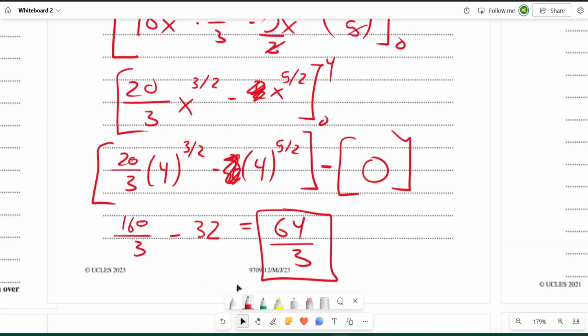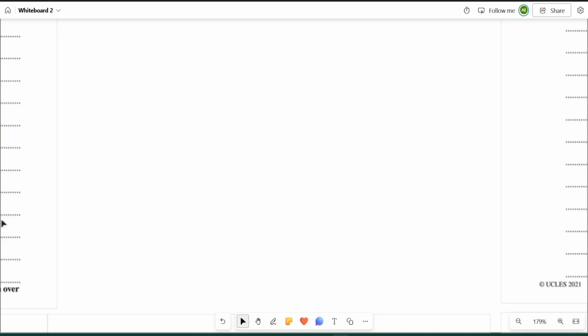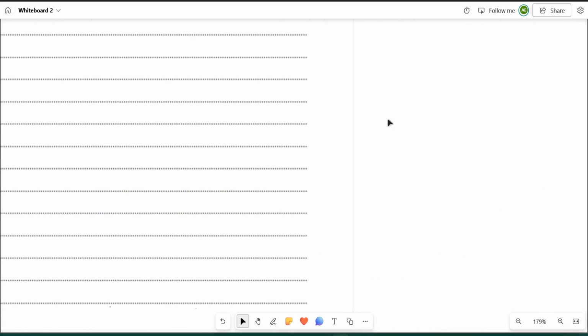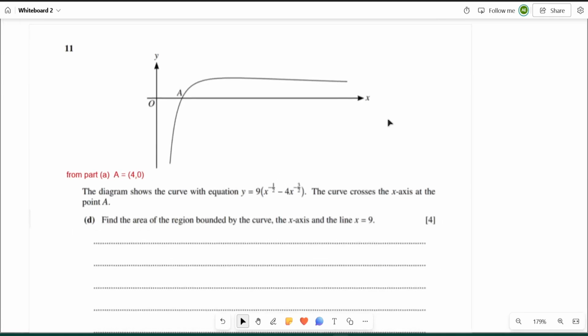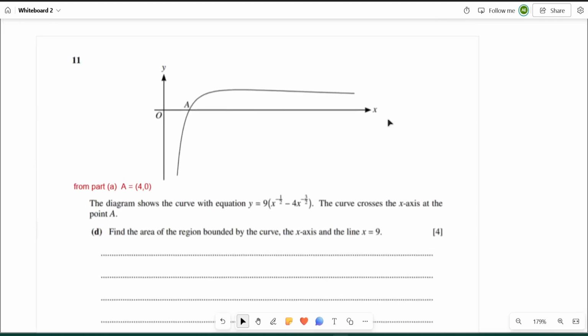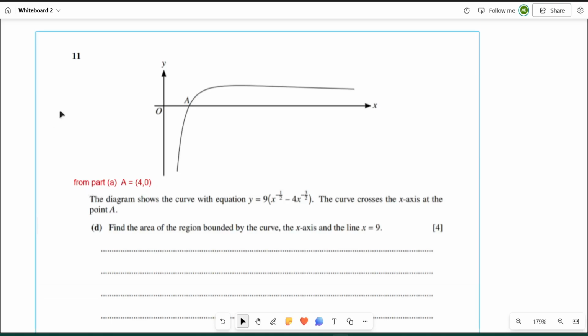Good. Now, let's continue to the next question. Let's see. Okay, this question seems like an area question as well. However, this tells me that part A probably was something that's not related to integration. So from part A, this point is at a position of 4 and 0. So the x here is 4. The diagram shows the curve with equation y equals 9 x power negative half minus 4x power negative 3 over 2. The curve crosses the x-axis at the point A. Find the area of the region bounded by the curve.